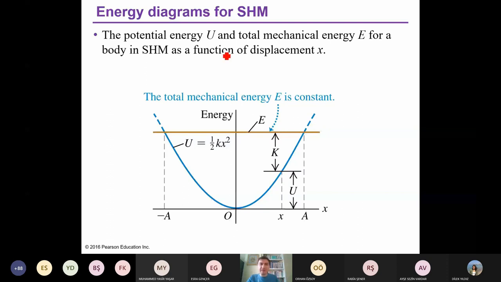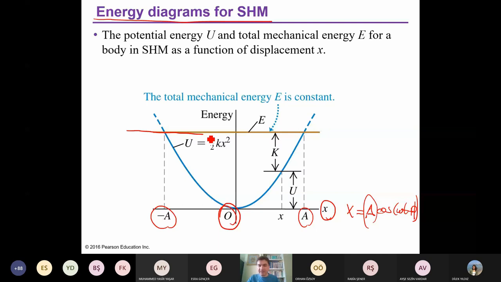Actually, I have discussed all the things in the previous chapters, so you will easily understand. This is the x position, and you know x depends on the amplitude and also omega and time, okay? So this is the maximum amplitude in positive x direction, maximum amplitude in negative direction, and this is the equilibrium condition, and this is the total mechanical energy of the system. Total mechanical energy is constant.